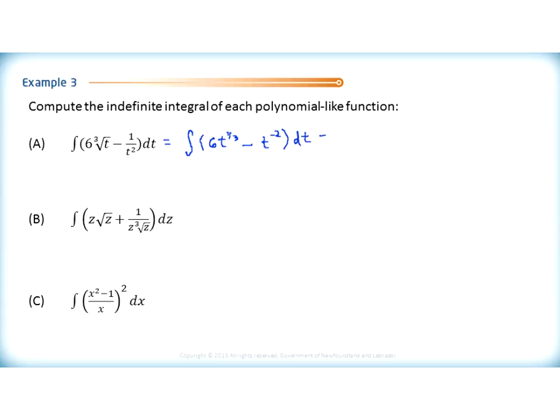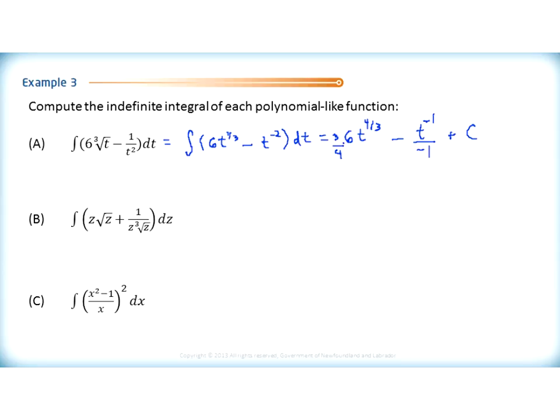So when I do that, what I'm going to end up with is, increasing my exponent there by 1 would give me 4/3. So this will be 6t to the power of 4/3. And so dividing by 4/3 is the same as multiplying by 3/4. So I've got 3/4 of that term. And then I have to subtract t to the power of, it'll be -1 now, divided by -1 again, and then plus my arbitrary constant c.